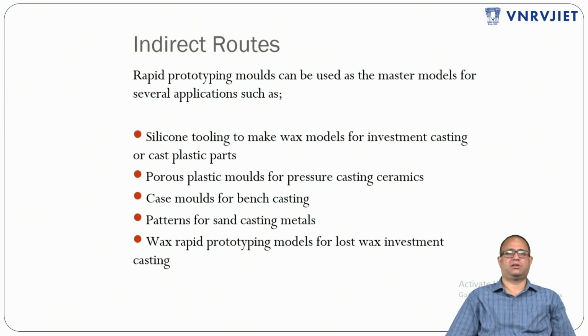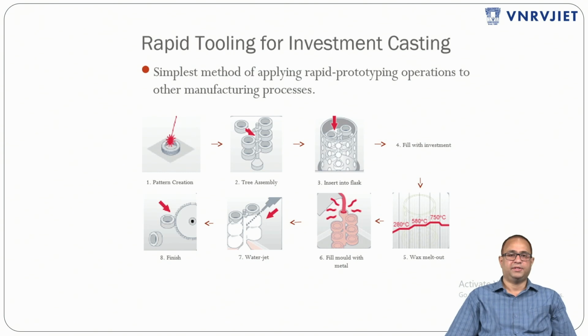So as you can see, the rapid prototyping molds can be used as master models for several applications. Silicon tooling is especially used to make wax models for investment casting, porous plastic molds for pressure casting ceramics, case molds for bench casting, patterns for sand casting of metals, and wax rapid prototyping models for low-cost lost investment casting. So these are the indirect routes which are going to be used for making rapid tooling.